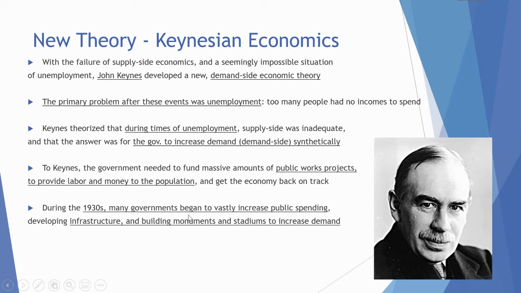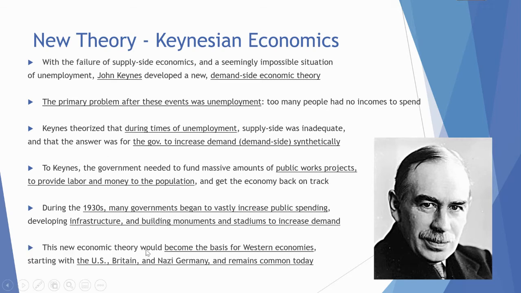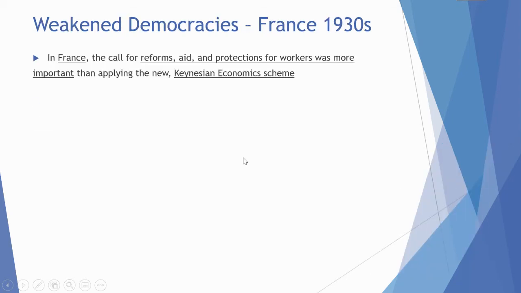policy. During the 1930s, many governments followed this to begin increasing public spending, developing infrastructure, and building monuments and stadiums to give people jobs. And then they have jobs, they have money, hopefully they're buying things, which leads to more jobs being created in factories. So this new economic theory would become the basis for Western economies, and it still kind of is today, starting with the US, Britain, and Nazi Germany, and like I said, remains common today.